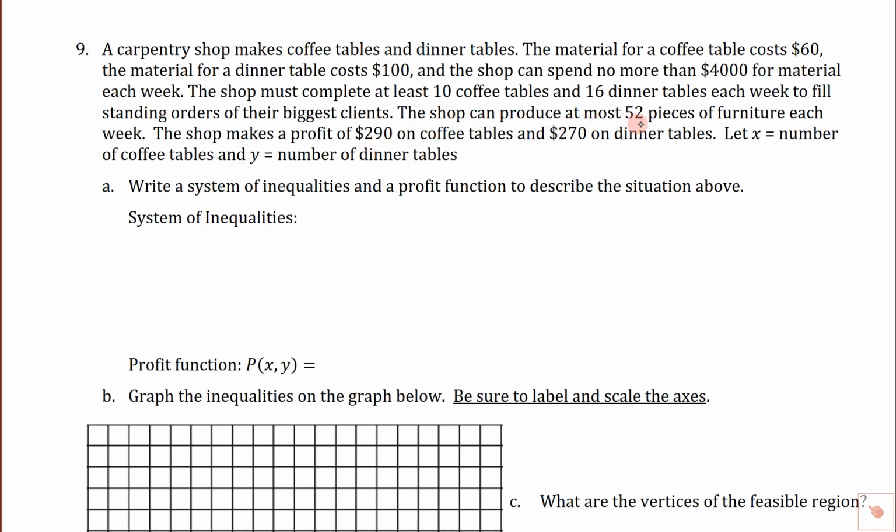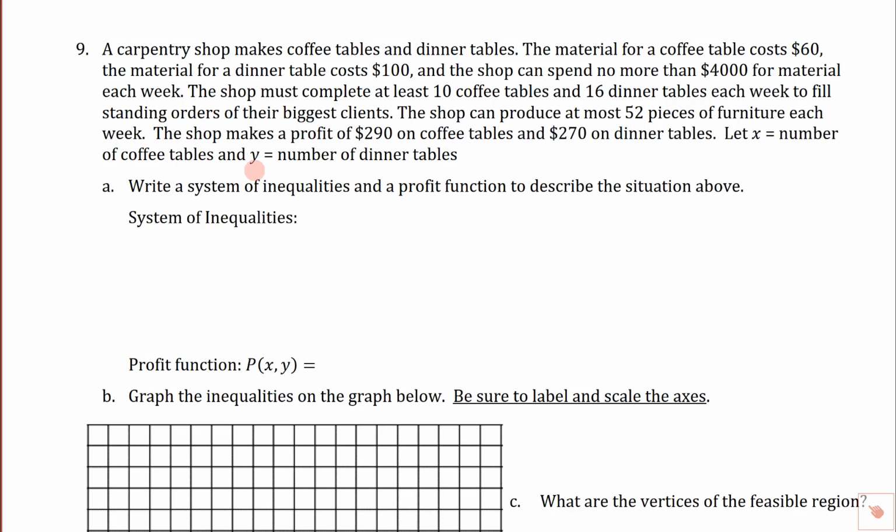And the shop can produce at most 52 pieces of furniture each week. The shop makes a profit of $290 on coffee tables and $270 on dinner tables. So they've declared variables for us here. X is the number of coffee tables and Y is the number of dinner tables. So we need to write down a system of equations.